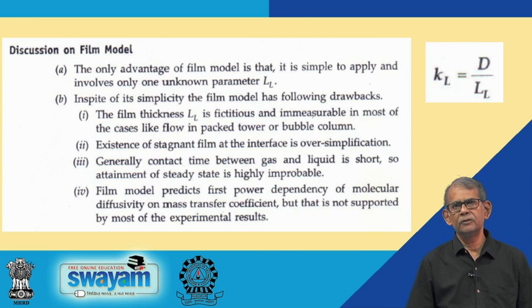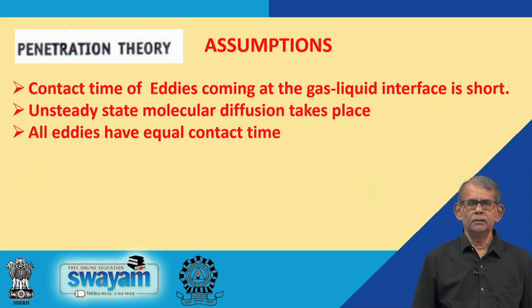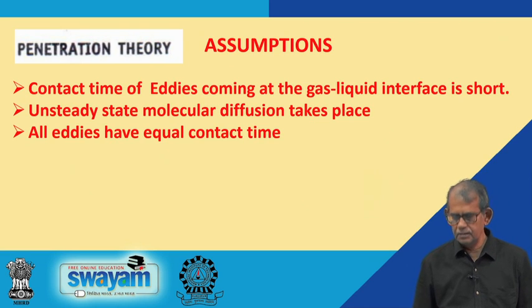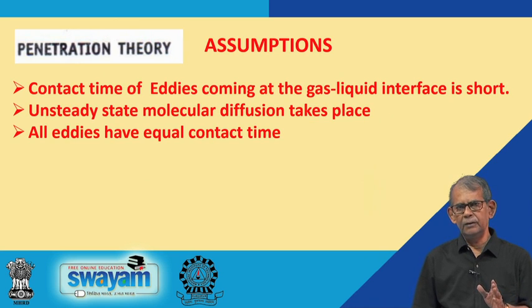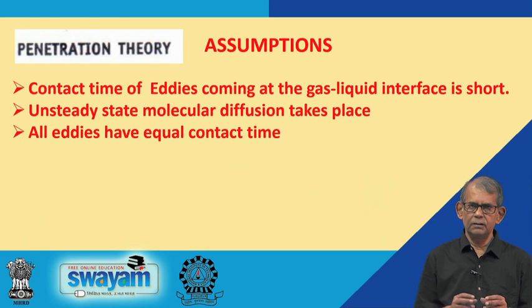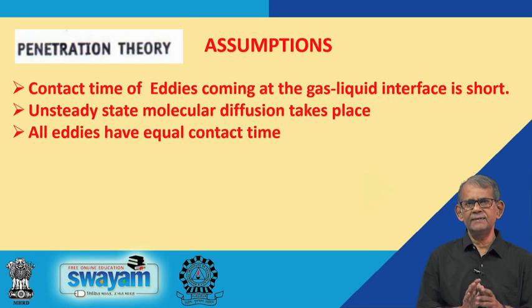So, this theory was challenged by the penetration theory put forward by Ralph Higbie in 1935. He said that the eddies come to the interface, stay for some time and then go away. So, the liquid film and gas film are in contact for a very small period of time, where unsteady state molecular diffusion takes place.